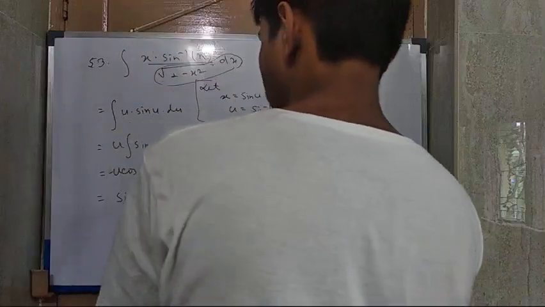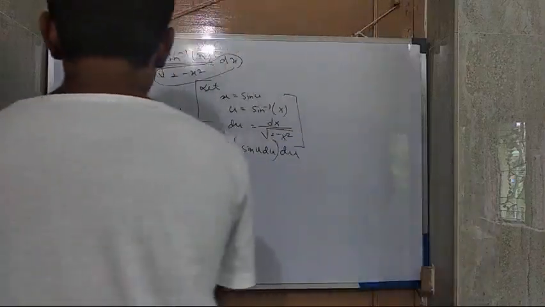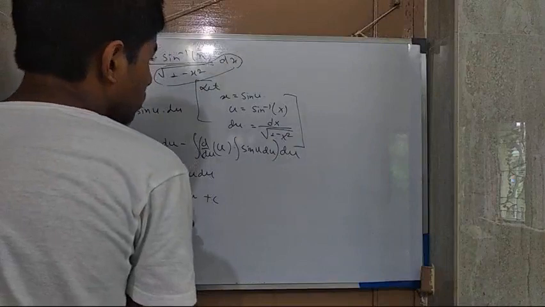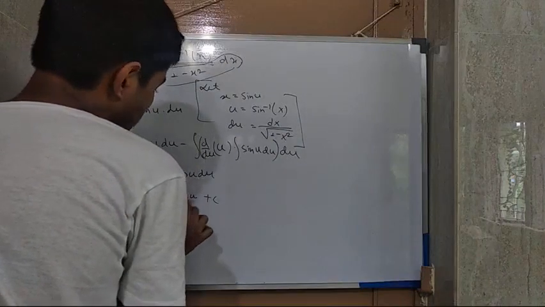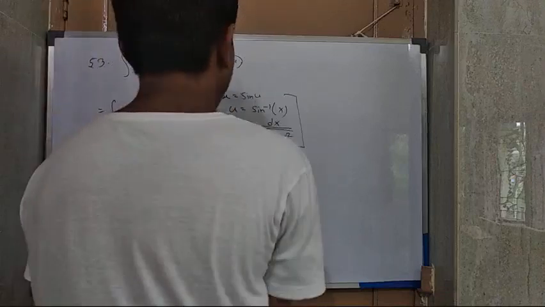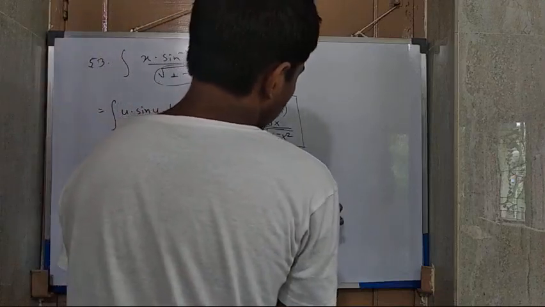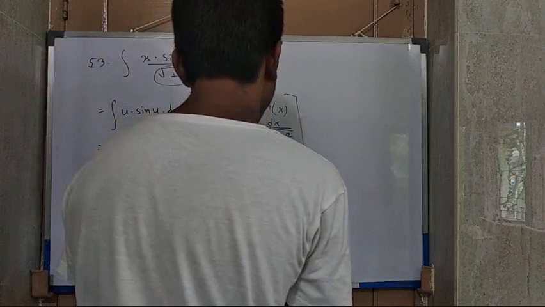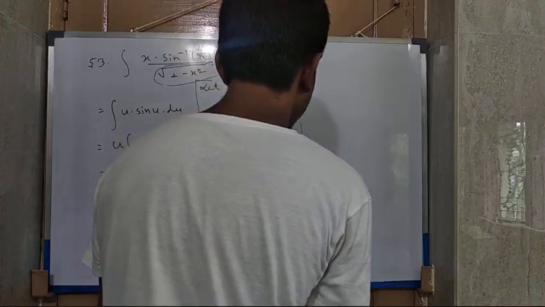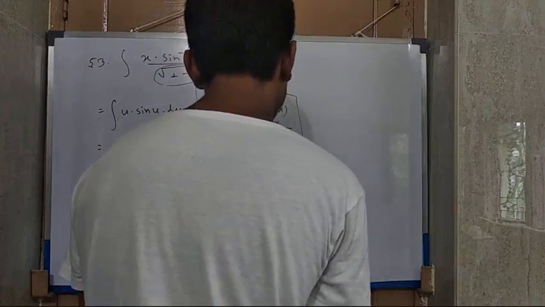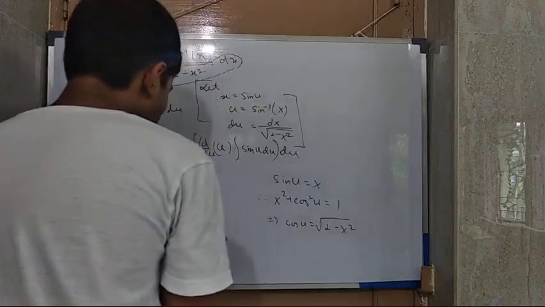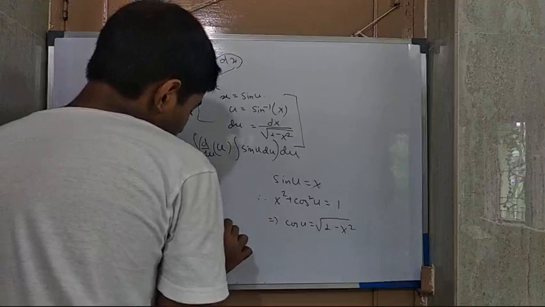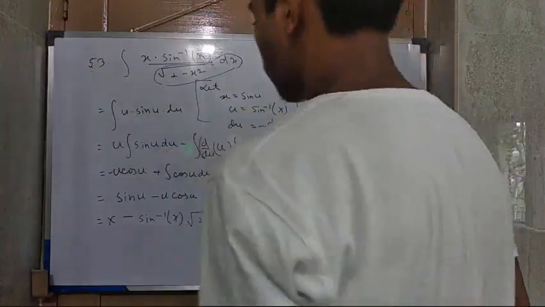So now let's substitute back to the original variable. So sin u is x, u is sin inverse x, and what about cos u? As sin u is equal to x, x squared plus cos squared u equals 1. That implies cos u equals root under 1 minus x squared. So this is the answer for our 53rd question.